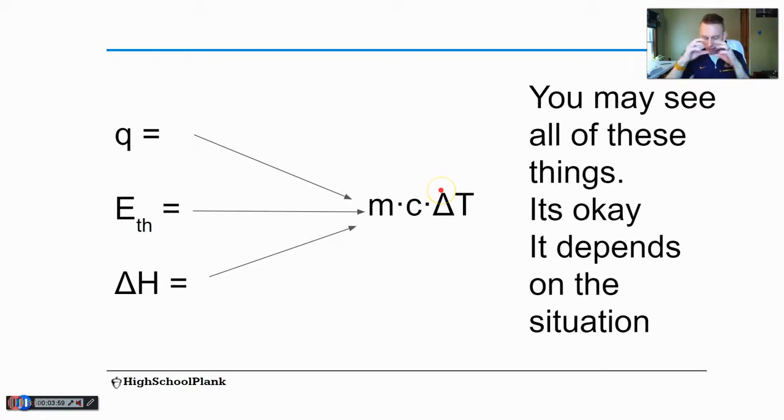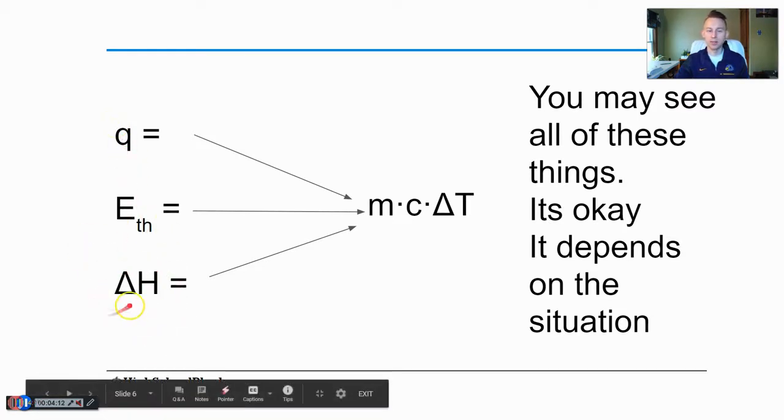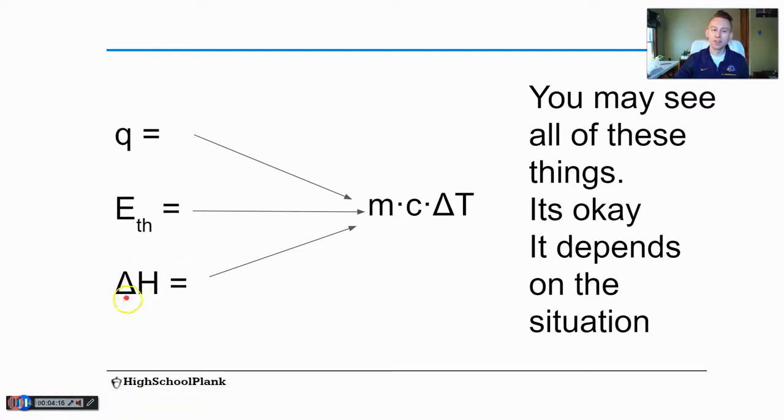So if you're just looking at a system, you're not dealing with any surroundings, you may just see this as the change in thermal energy, which is fine, because that's basically the same as how much heating is occurring. And then when we start talking about enthalpy, remember, a change in enthalpy is the same as a change in energy, which could be considered a change in thermal energy. And if some amount of energy is changing, it's probably happening via heating.